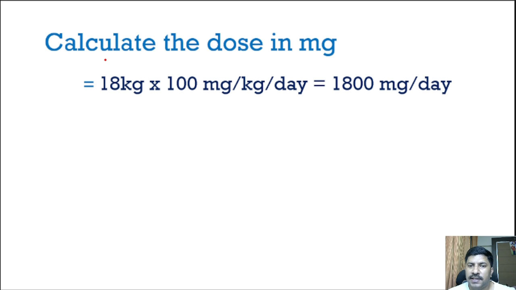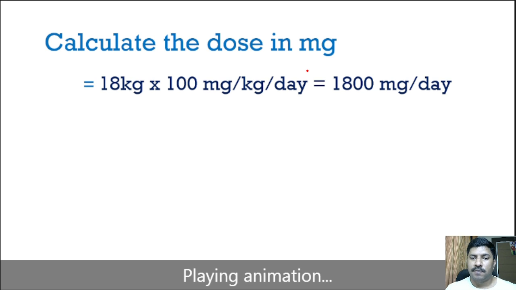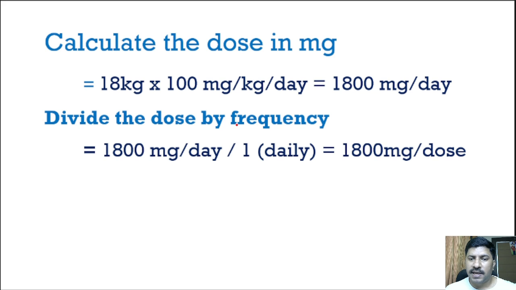First, we need to calculate the daily dose. To calculate the daily dose, weight is multiplied by the required dose. That is 18 kilogram baby's weight multiplied by 100 milligram per kilogram per day. Then you will get the daily dose of medication, that is 1800 milligram per day. We need to administer 1800 milligram once in a day. So divide the dose by frequency. It is a once OD dose. So 1800 milligram per day divided by 1 is equal to 1800 milligram per dose.